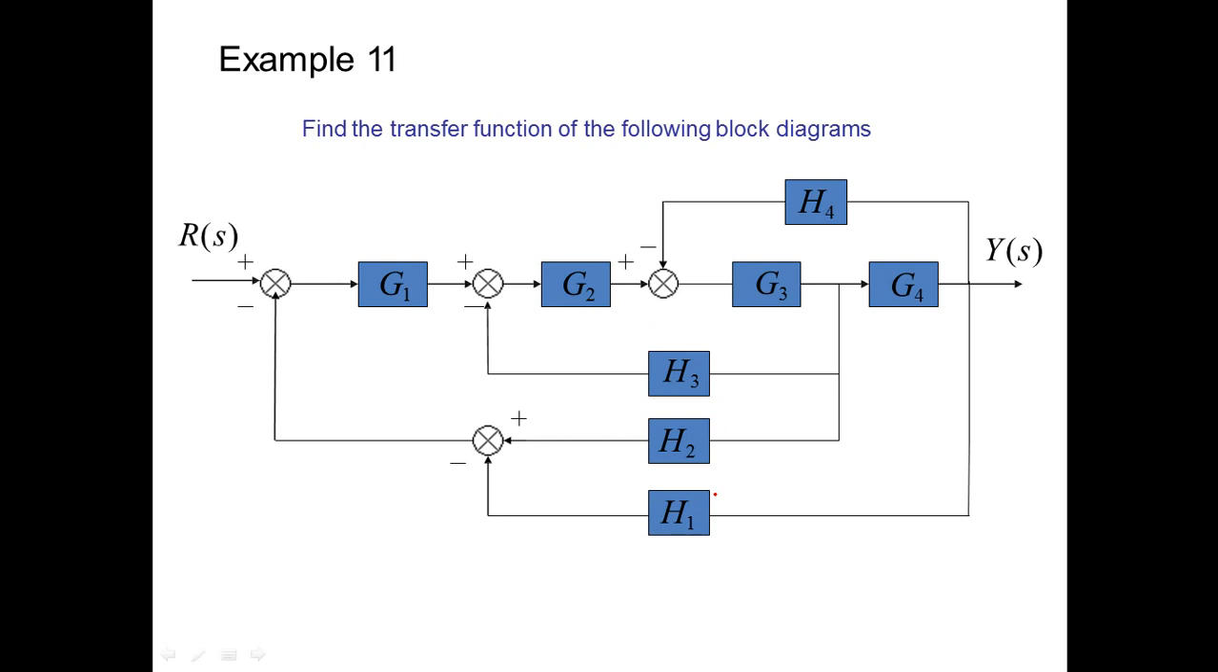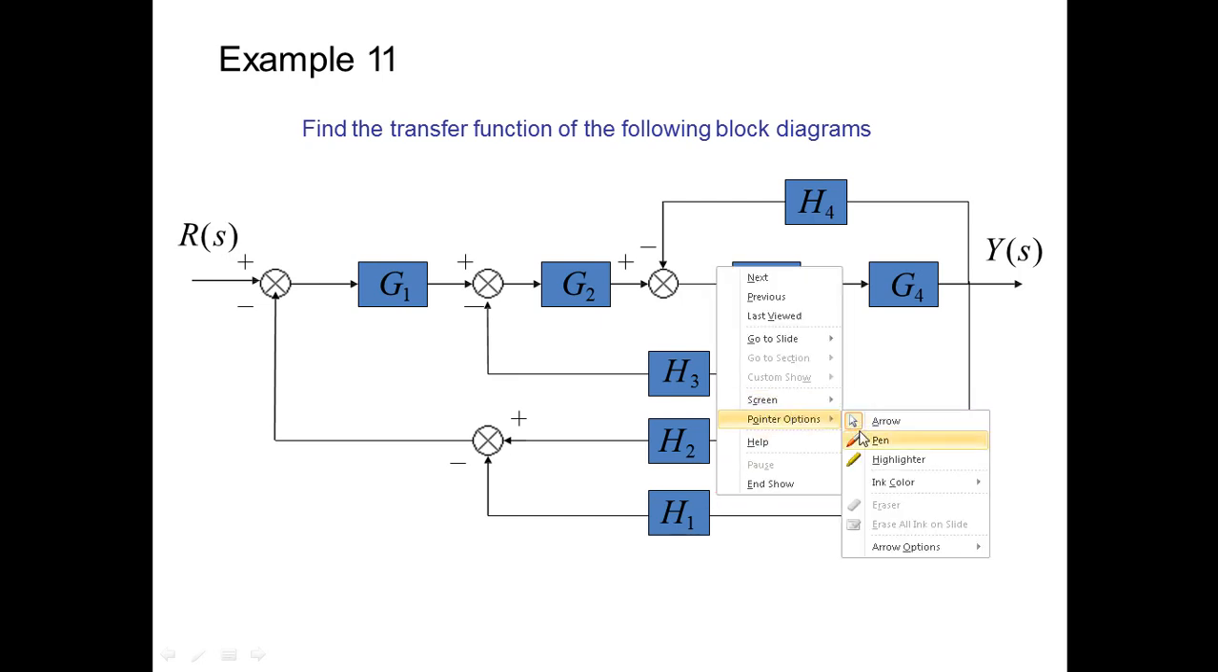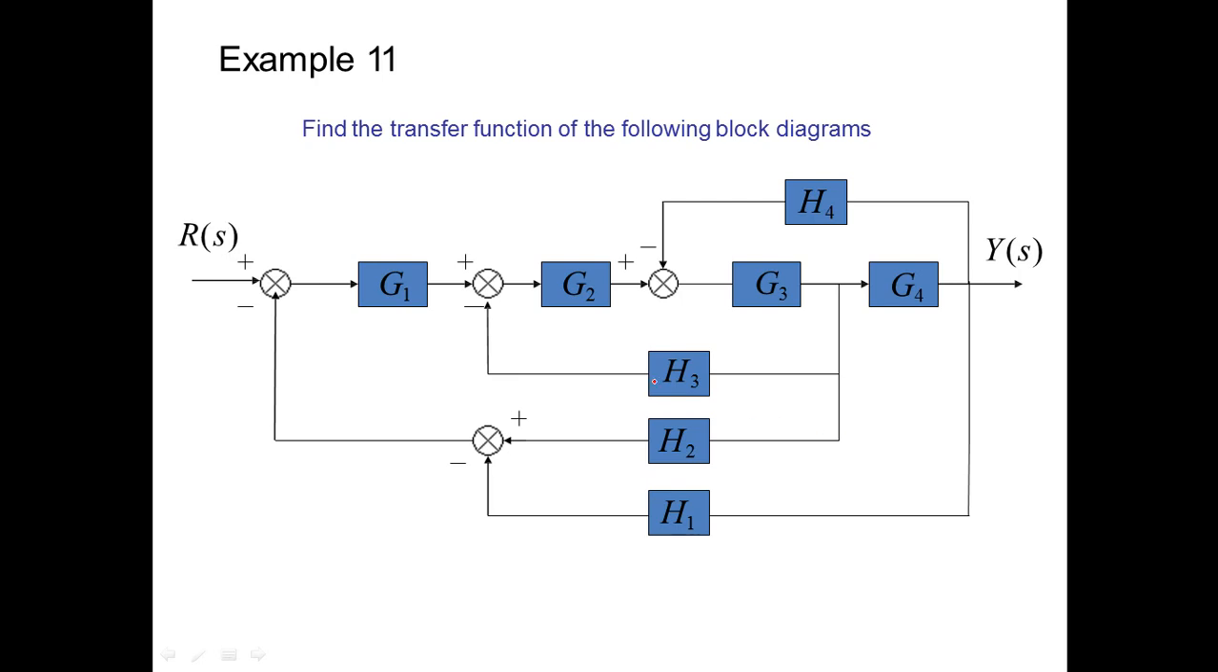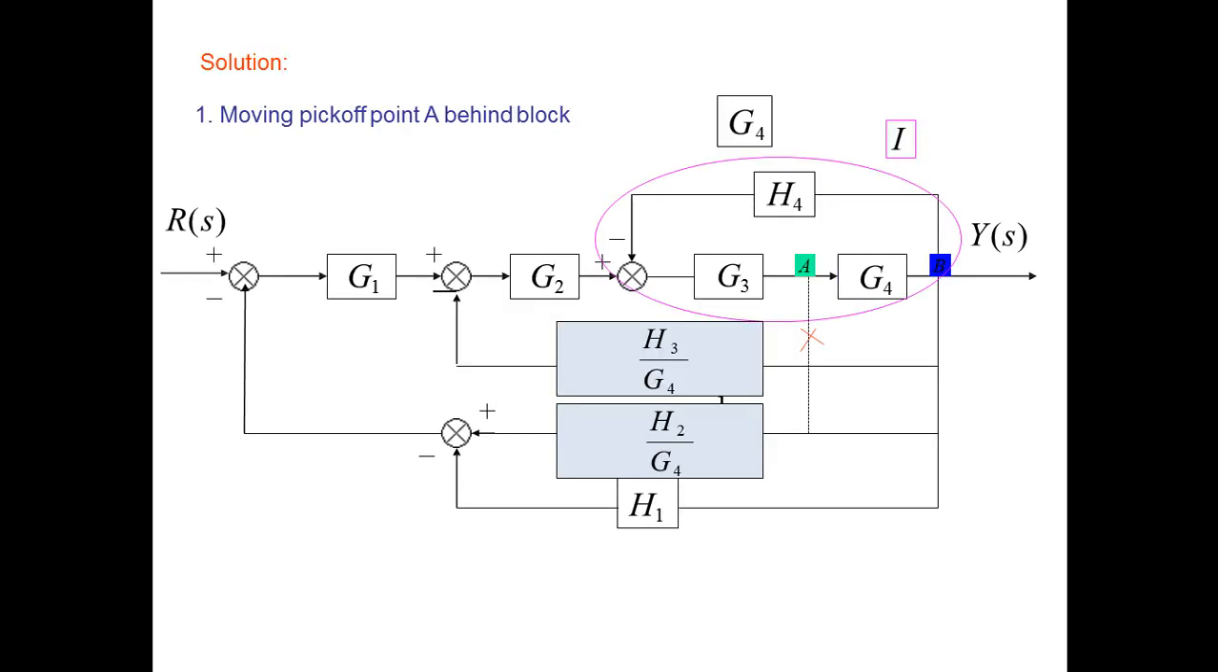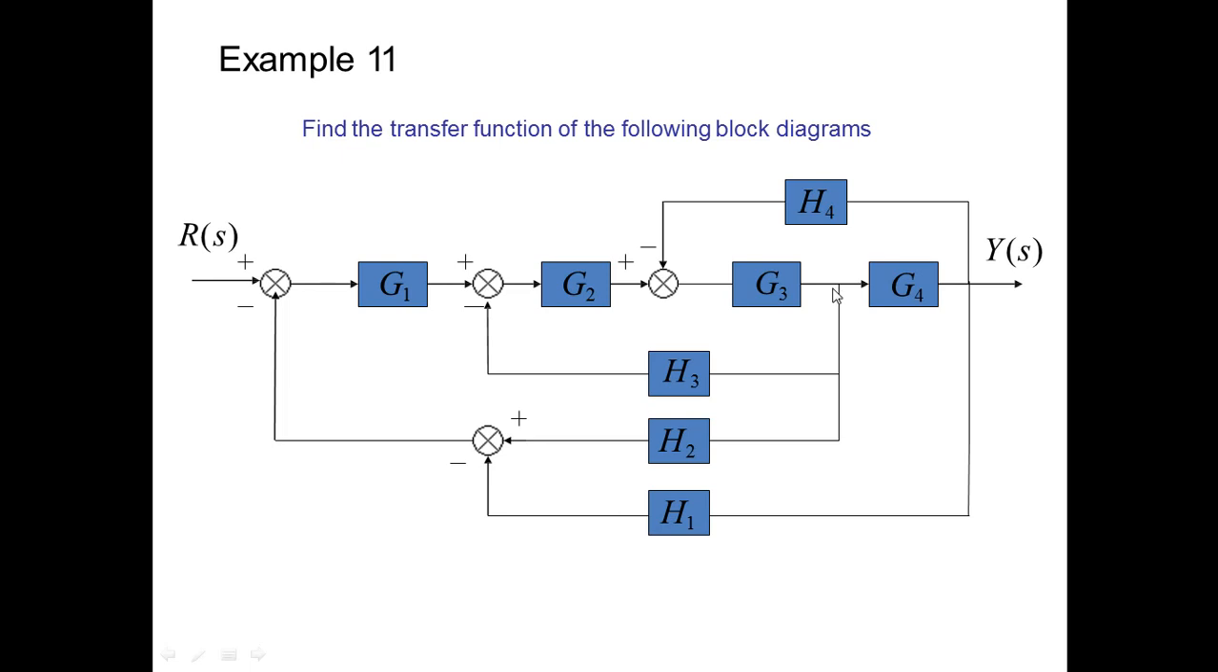So there is another example, example 11, and you can see that this is a more complicated block diagram, and now you have to simplify this. So the first thing is basically you have to move this point from here to this point, so that these things will get cascaded, and then you can apply the feedback closed loop function over here.